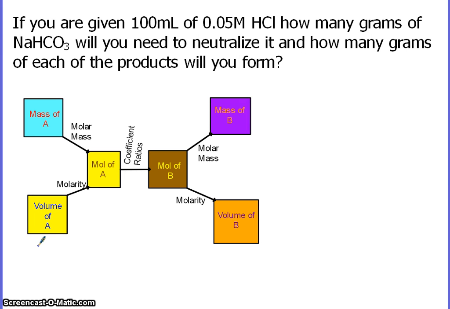Alright, in this video I'm just going to be working some stoichiometry examples. Let's look at this problem here. It says if you were given 100 milliliters of 0.05 molar HCl, how many grams of sodium bicarbonate will you need to neutralize it, and how many grams of each of the products will you form?